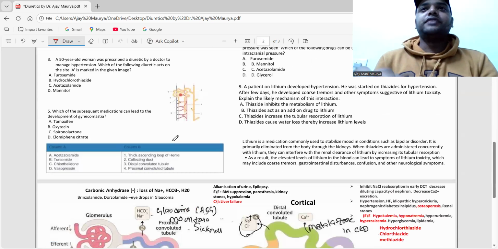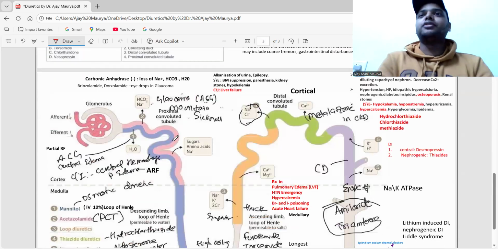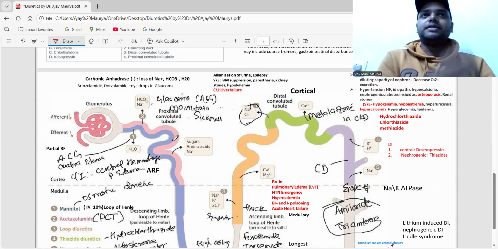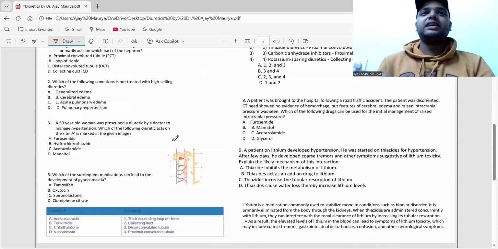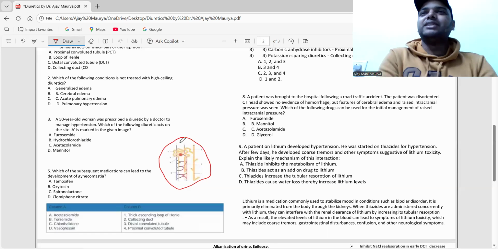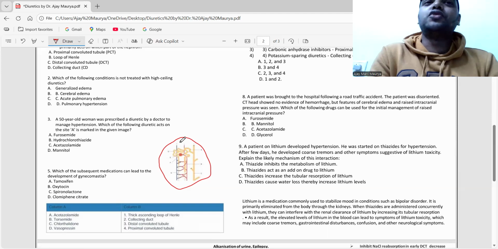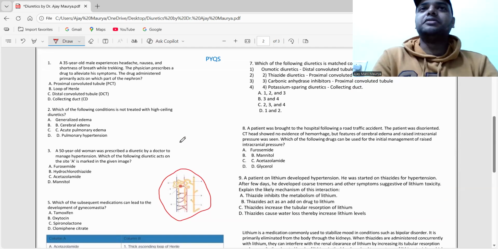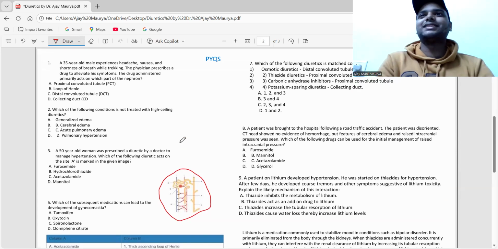Let's discuss how they are going to ask the questions in the examination. First of all, they're going to give this type of image and mark A, B, C anywhere in the nephron, and ask which diuretic drug is going to act there. Or they're going to give some case scenarios and ask the mechanism of action, or else the side effects. That's how the question is going to be.